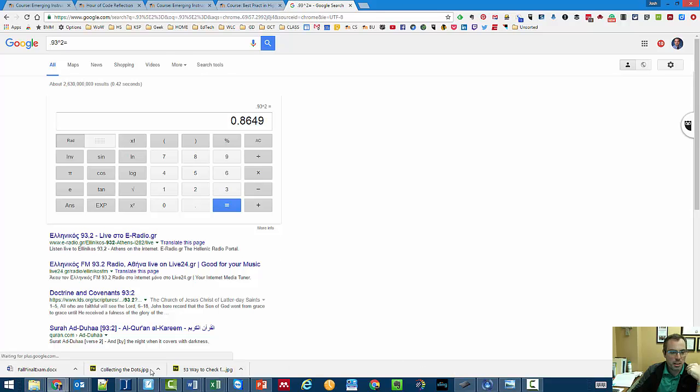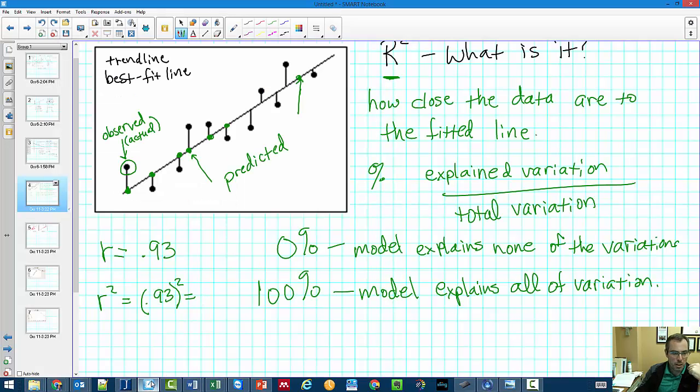So jump back in here. R squared is going to be 0.86 or 86%. What that means is 86% of the variation that is occurring is explained or predicted by this model. And a couple of the things that we're going to find out, or at least people will assume, is that R squared, people say, well, the closer it is to 100%, the better. And we'll talk about that a little bit.